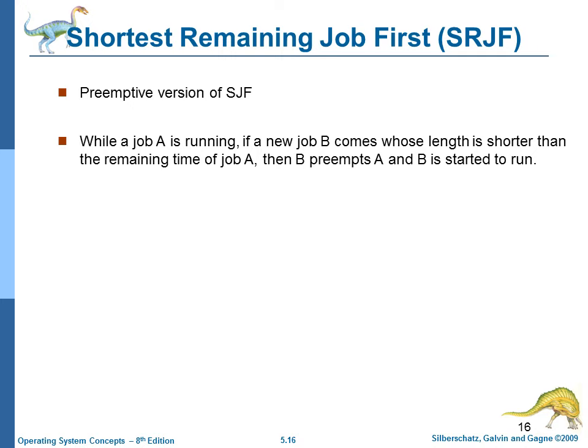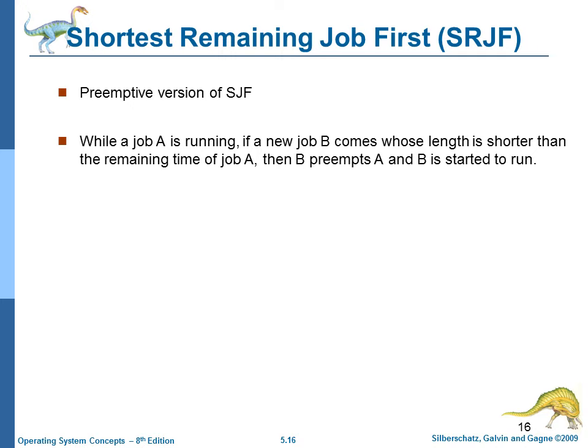So, as I have said, shortest job first can be either preemptive or non-preemptive. A preemptive version occurs when a new process arrives in the ready queue that has a predicted burst time shorter than the remaining time in the process whose burst is currently on the CPU. Preemptive shortest job first is sometimes called shortest remaining job first.